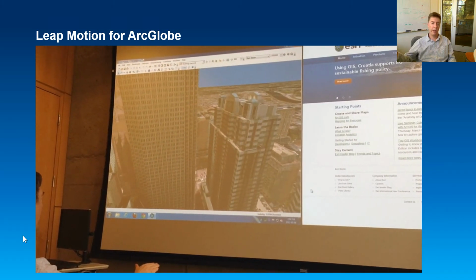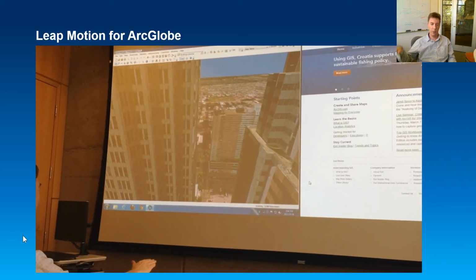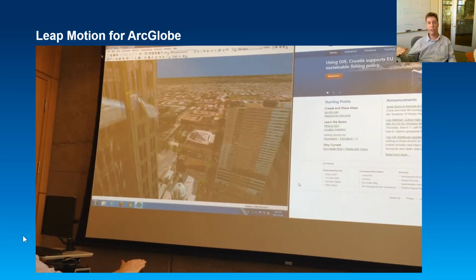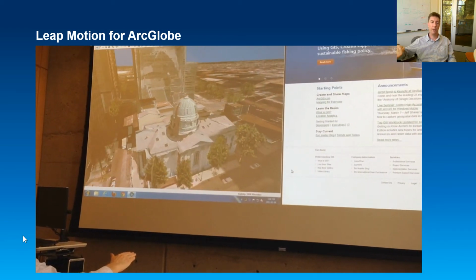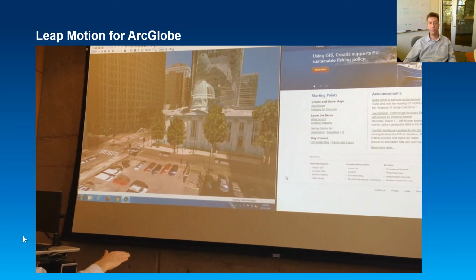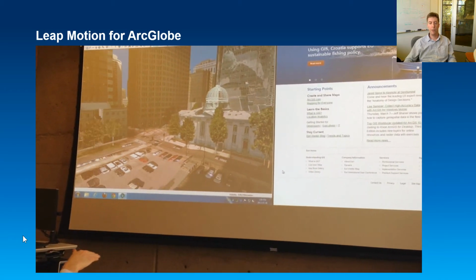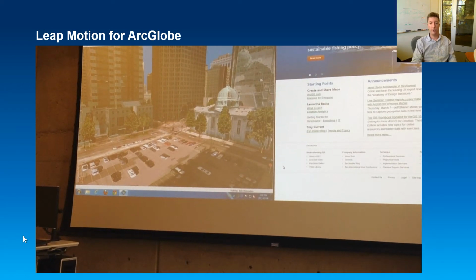You just push your hand forward to fly forward, you pull it up to fly up, or down to go down. But also rotation in three axes as well. So you can reorient the observer just by rotating your hand slightly in one direction. That's a free tool, and the source code is published on ArcGIS.com.